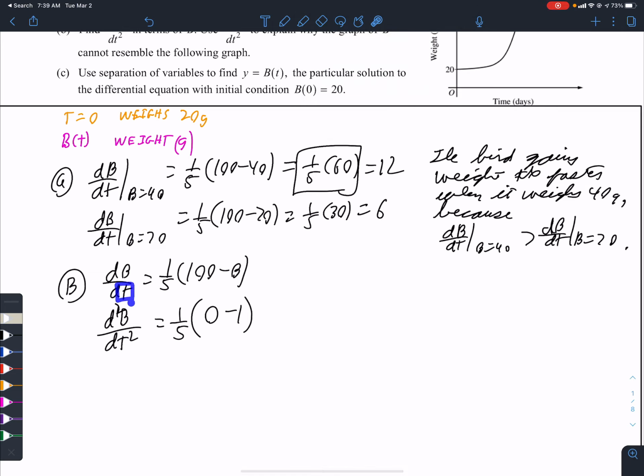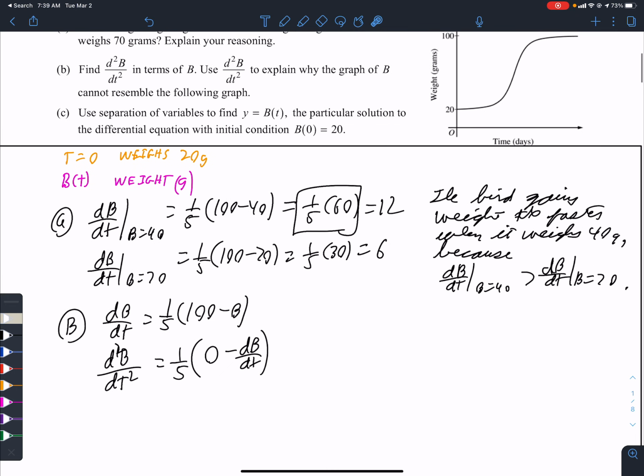Notice our variable is t. This is not our variable. What is b? B is a function of the weight of the bird. B is a function of time. So when you look at b, you treat it as a function, not as a variable. So what is the derivative of b? Well, it's db dt, because that is the derivative of b with respect to t.